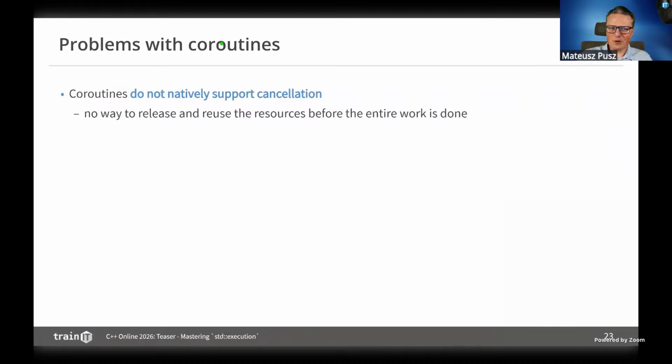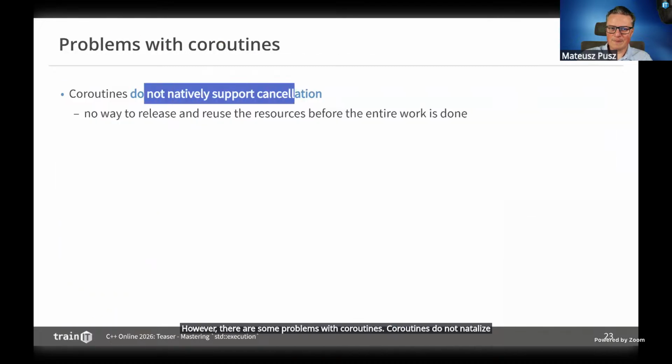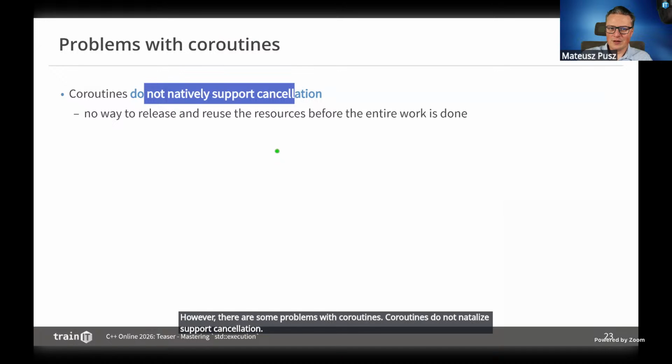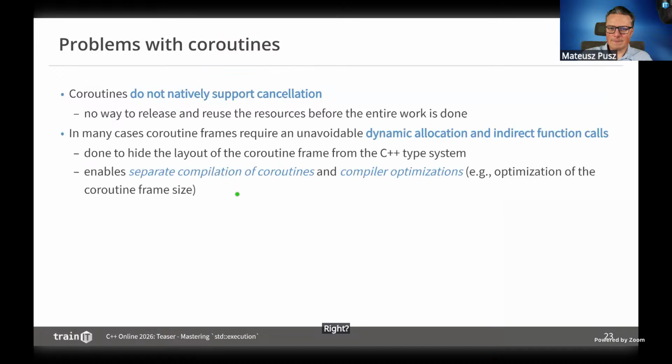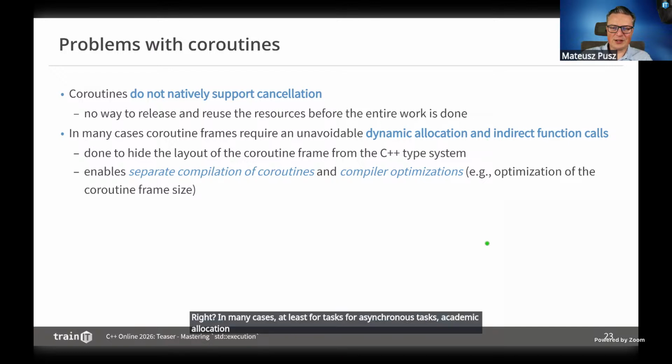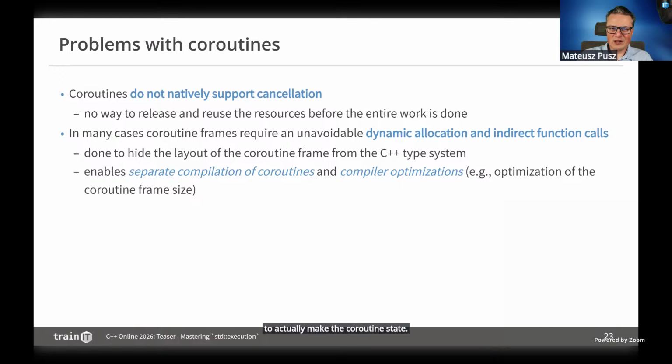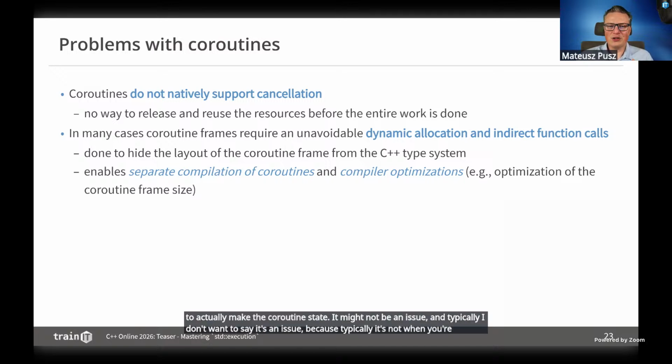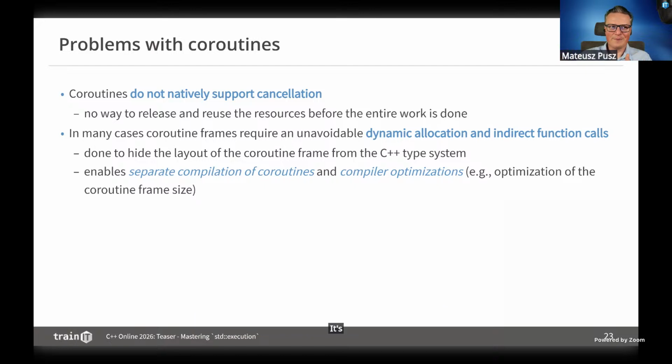However, there are some problems with coroutines. Coroutines do not natively support cancellation, right? In many cases, at least for asynchronous tasks, a dynamic allocation may be needed to actually make the coroutine state. It might not be an issue, and typically I don't want to say it's an issue because typically it's not. When you're dealing with asynchronous I/O, typically you have other bottlenecks in your software, right? In your program. If you're dealing with asynchronous I/O for networking or file I/O or whatever, then the cost of one allocation is not that big.